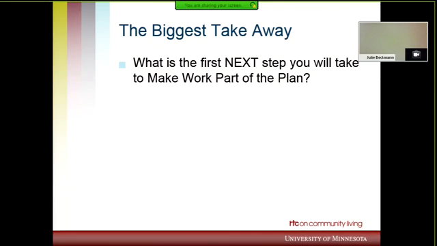The last part, now that we're going to go into the live data, is the piece we want you all to be thinking about: what's your first next step? And what step will you take to make work part of the plan for people?